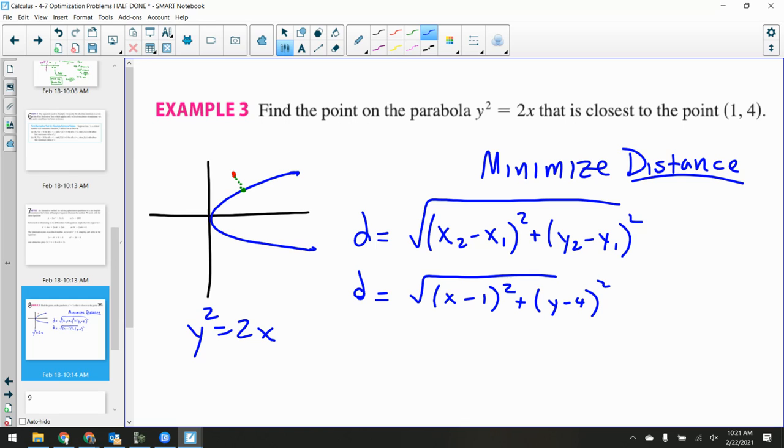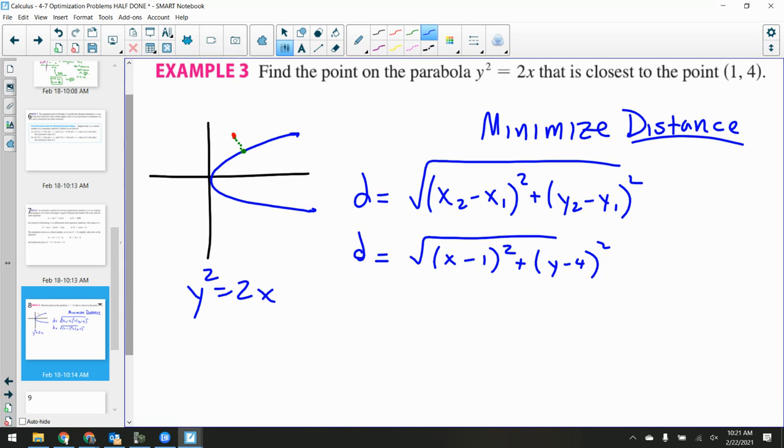Same kind of thing is happening here. I've got the distance formula, which I'm trying to minimize, but I've got this formula for the parabola that it has to match up with, this x and y that I can use to plug in. I know y squared is equal to 2x. So what I'm going to do is get this set equal to x, and say y squared over 2, or 1/2 y squared, is equal to x.